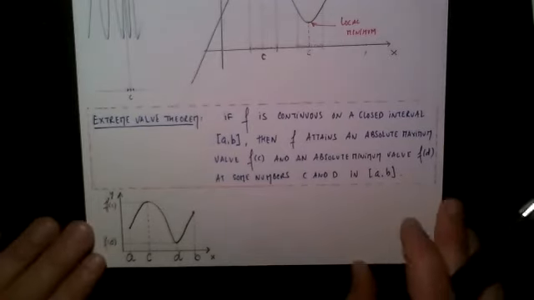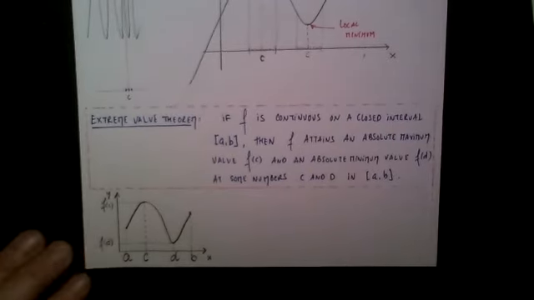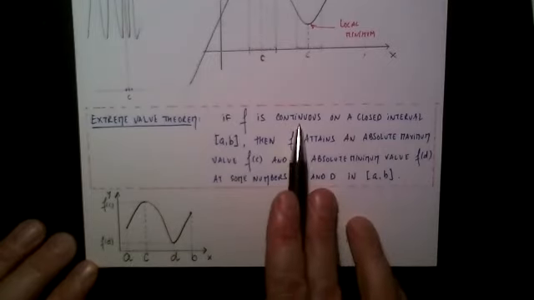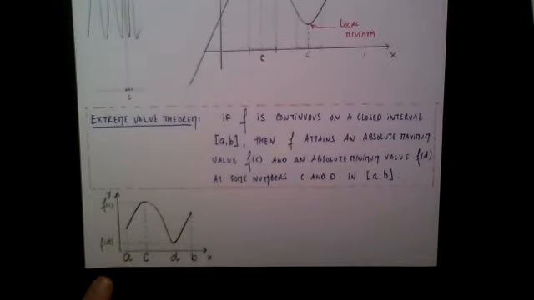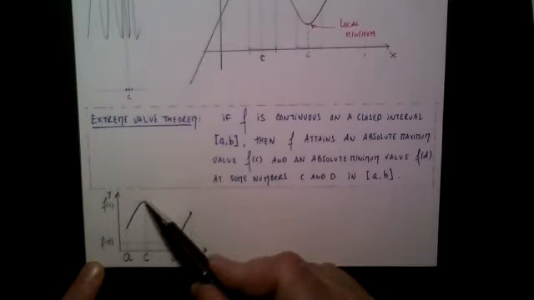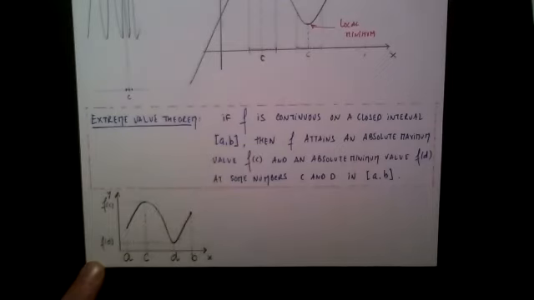Okay, so it's a very, very important theorem. What it tells me is that if I have a function that is continuous over an interval AB, well, it's for sure going to reach its maximum and for sure going to reach its minimum.